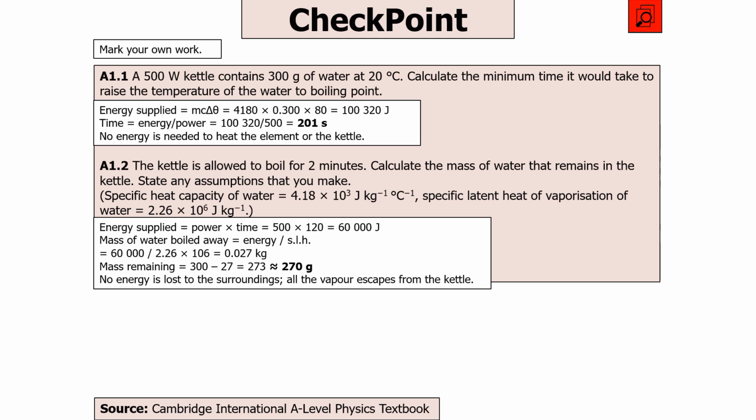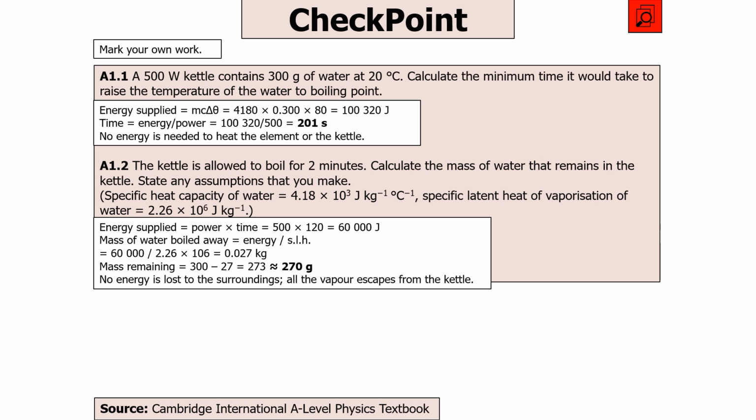Now in this next one, again, we say E equals power times time. So it's 500 times 120. Minutes go into seconds, so we get 60,000 joules. The mass of water boiled away, because it's a change in state, is going to be E over the specific latent heat. So it's 60,000 over 2.26 times 10 to the 6, which is 0.027 kilograms. So therefore that's 27 grams.